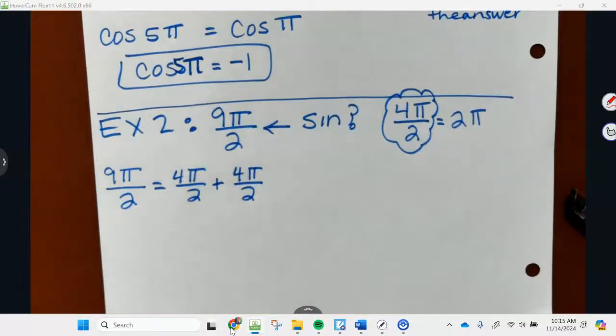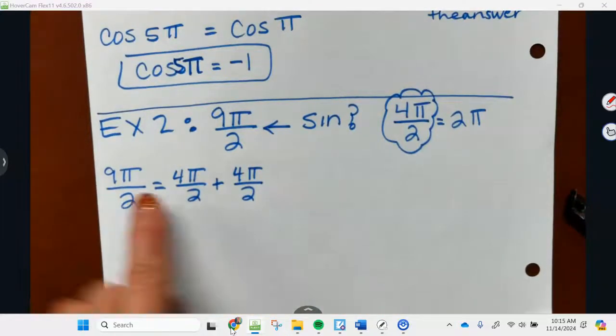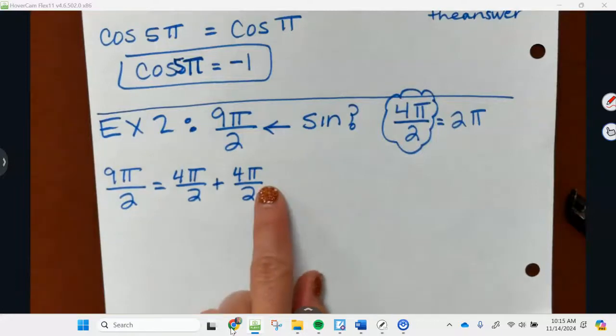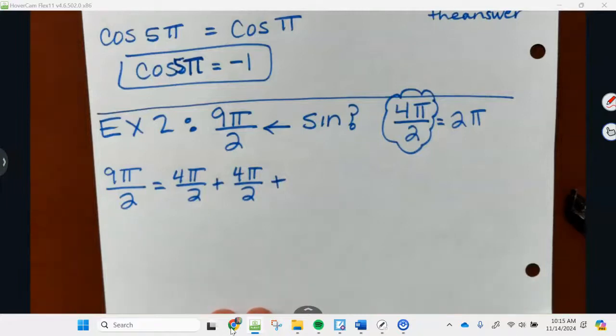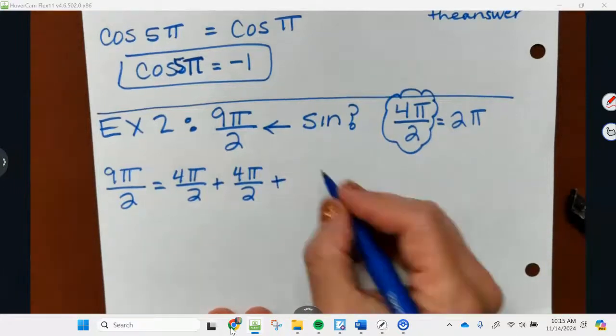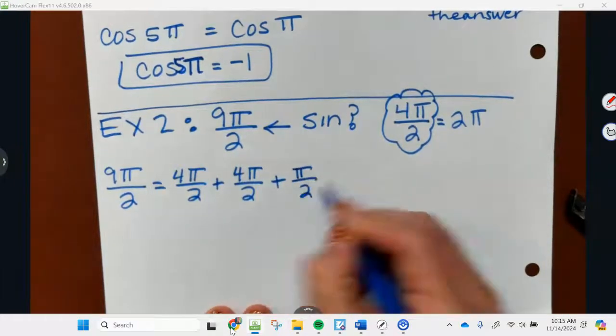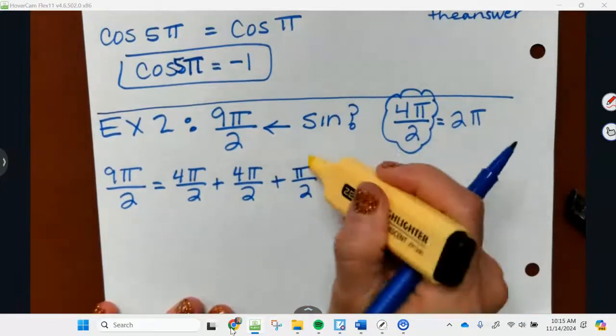We're almost there. This is 9 pi. This is 8 pi. What are we going to add? What's our last piece? Pi over 2. That's the answer. That's it. That's going to give us our answer.